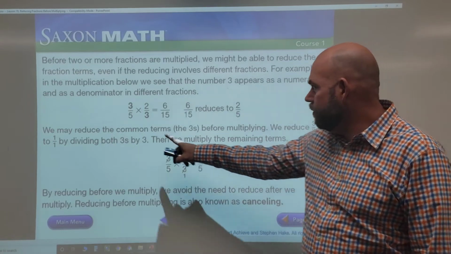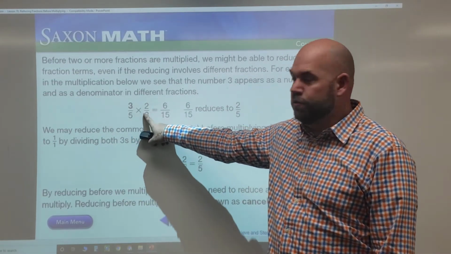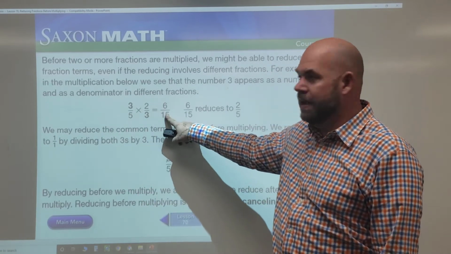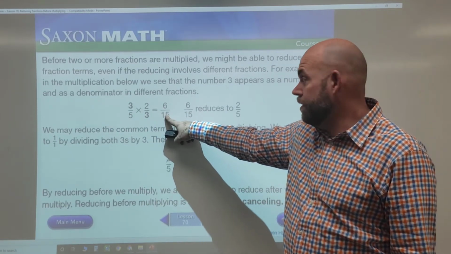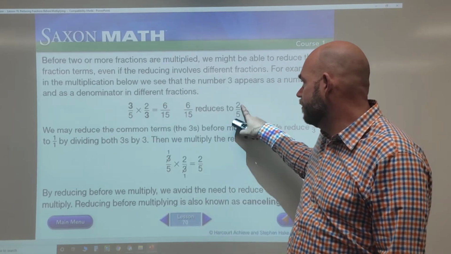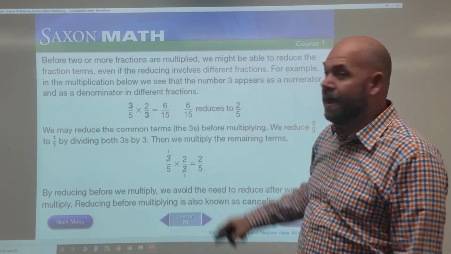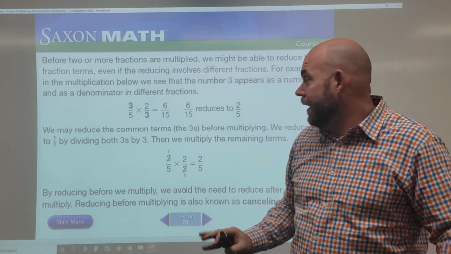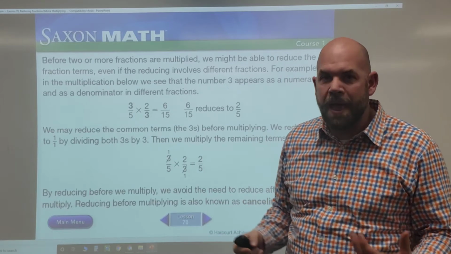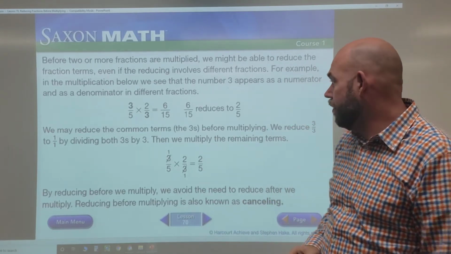In the past, we've just done this. So if we had 3/5 times 2/3, we do 3 times 2 is 6, 5 times 3 is 15. Then we find the greatest common factor between the two, which is 3 in this case. So 6 divided by 3 is 2, 15 divided by 3 is 5. We know how to do that, that's fine. But when the numbers are a lot bigger and we have to reduce, that's a pain. The good news is we can do that earlier.